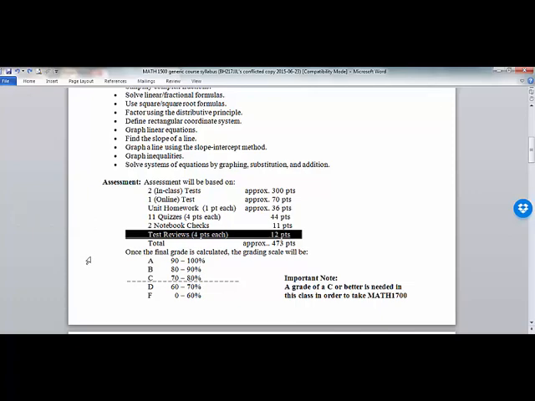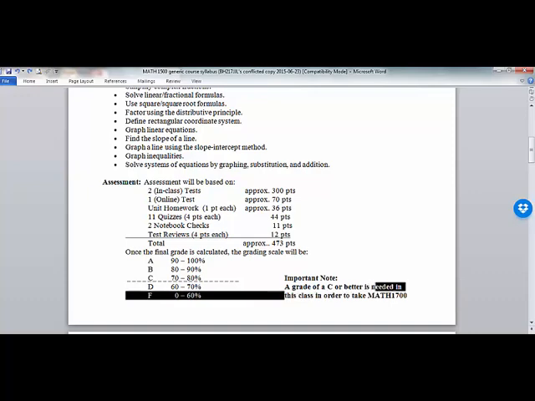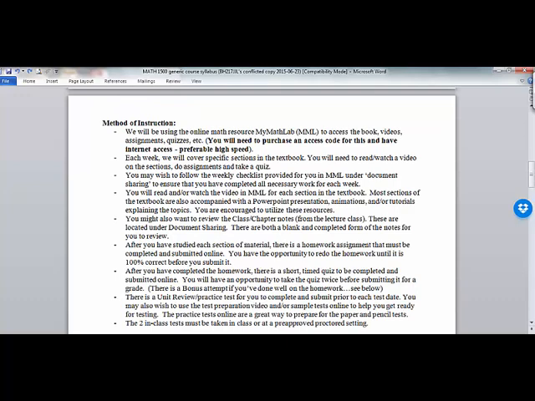But once the final grade is calculated, the grading scale that will be used is 90 to 100% as an A, 80 to 90% as a B, 70 to 80% as a C, and so on. A grade of a C or better is needed in this class in order to take the next class, which is Math 1700. In general, here is how we will proceed through the course.